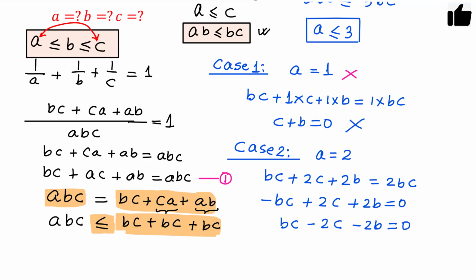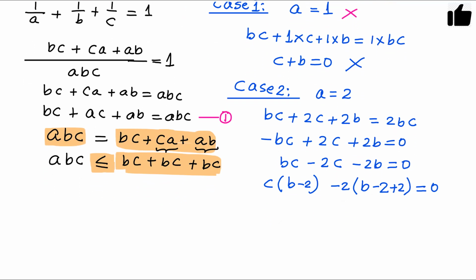Now factorize this. If you take C common, what is this? B minus 2. And now here if you take minus 2 common, this is B. But I want B minus 2. So what will I do? I will add and subtract 2 here. And this is equal to 0.